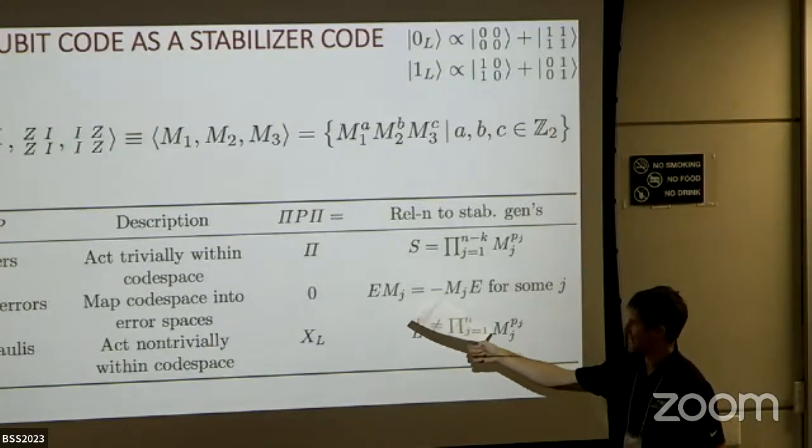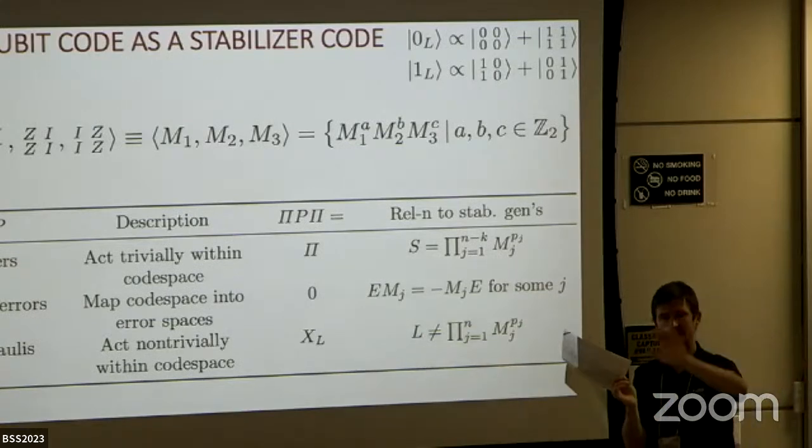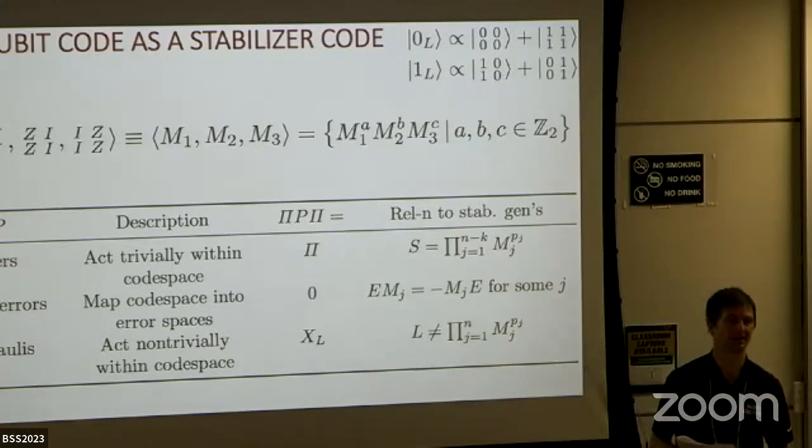M sub j equals M sub j L. They commute with all the stabilizers. They respect the stabilizer structure, and they act as a logical gate in the code.